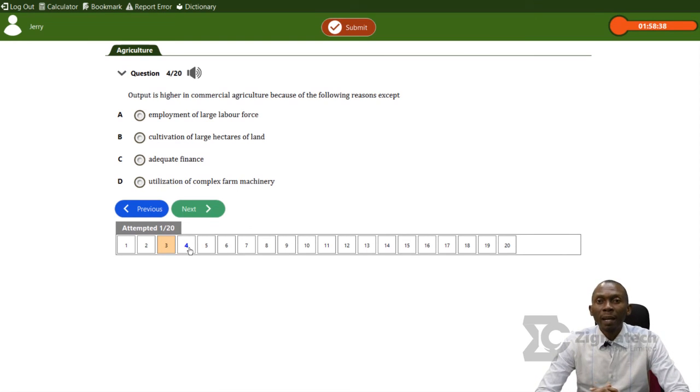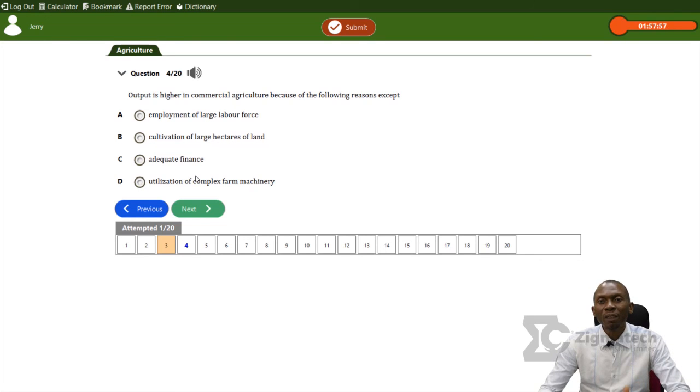Then we move to the next question that also has to do with the topic we just learned. The question says, output is higher in commercial agriculture because of the following reasons, except, take note of the word except. Now, A option says employment of large labor force. So they're asking the reason why output is higher in commercial agriculture. They have given us the reasons, but one of them is not the correct reason. It's not a reason why it is high. So we have employment of large labor force. Is that a reason why the output in commercial agriculture is high?